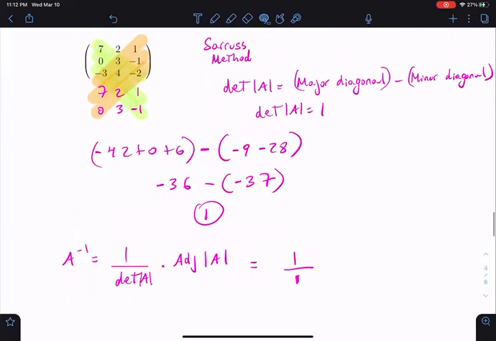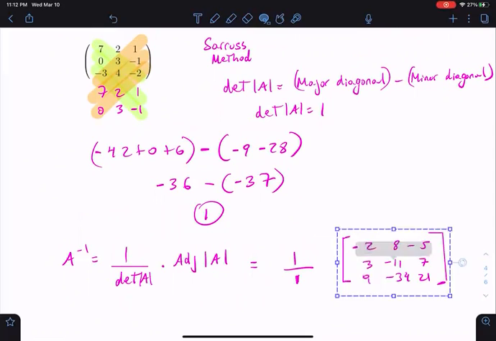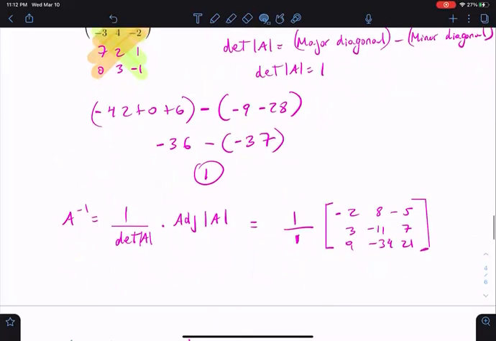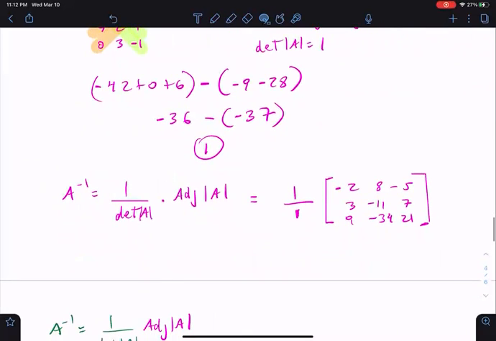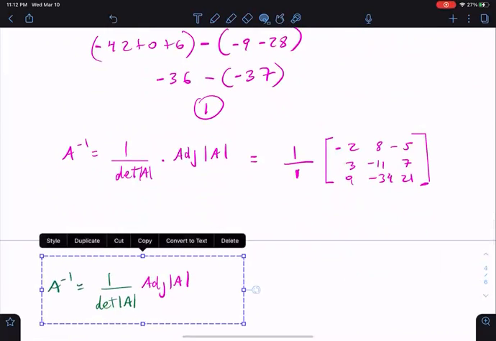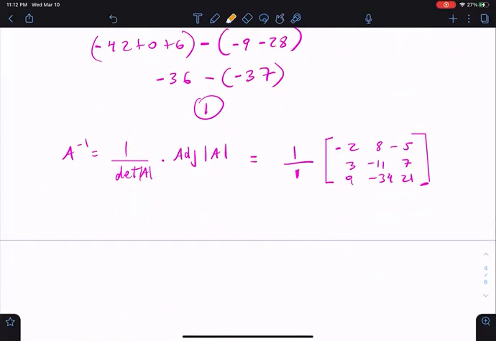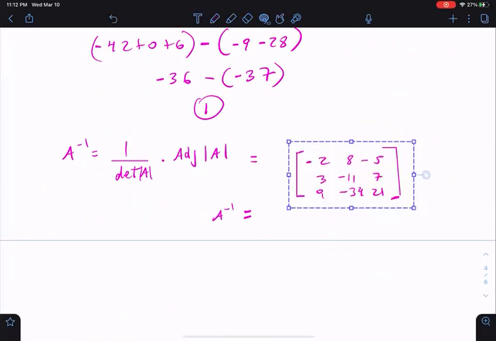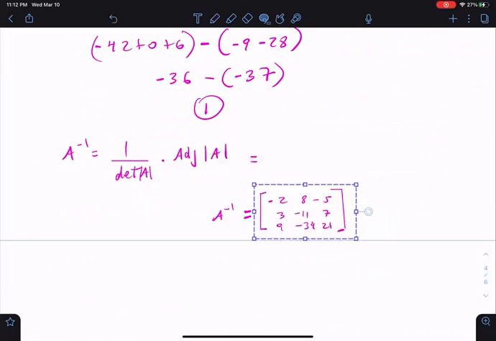That was here, right? So we need to multiply these things, right? If you multiply, remember, this is 1, so that's not going to change anything, right? So A inverse is this thing. Done, right? So this is the answer.